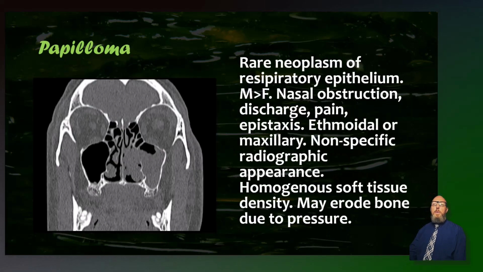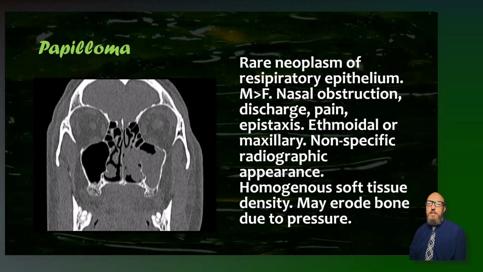So a papilloma is a rare neoplasm of respiratory epithelium. It's going to be more common in males. Typically these present with nasal obstruction, discharge, pain, or epistaxis. Arises in the ethmoid or the maxillary sinuses. Its radiographic appearance is non-specific. It's just a homogeneous soft tissue density, but it can erode through bone through pressure.